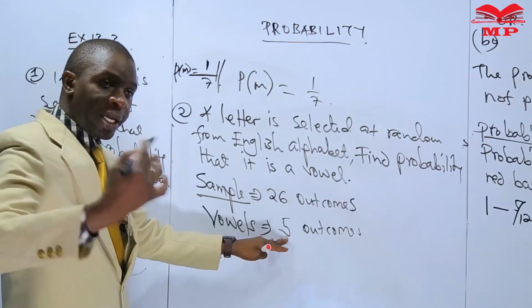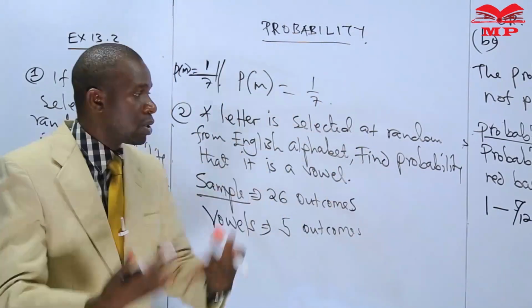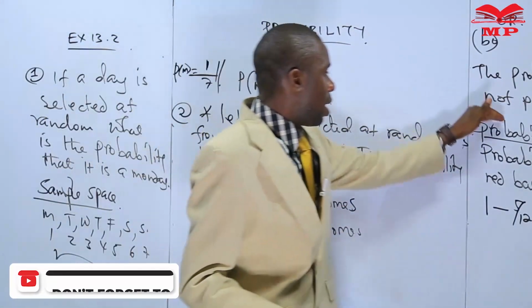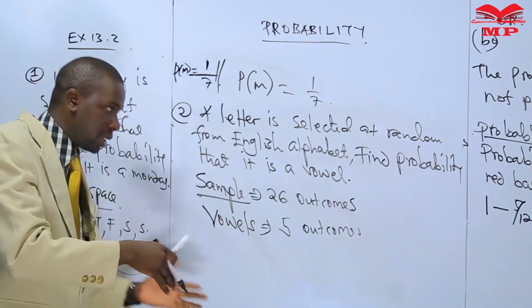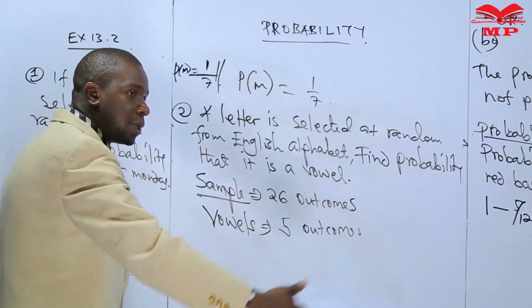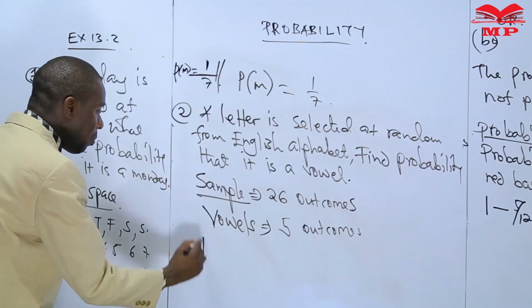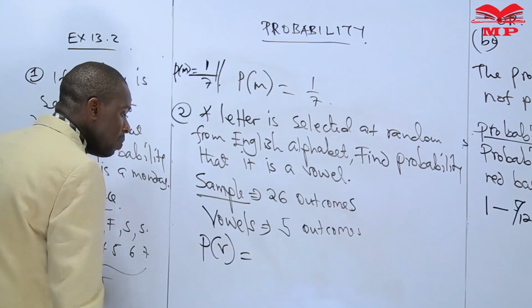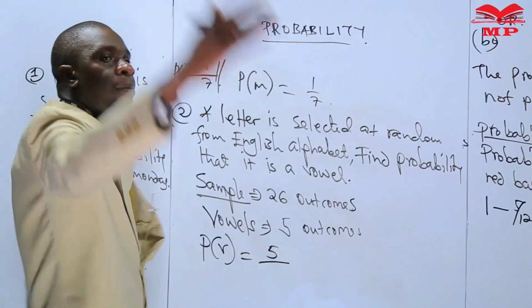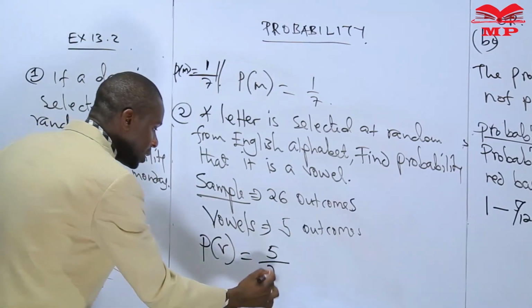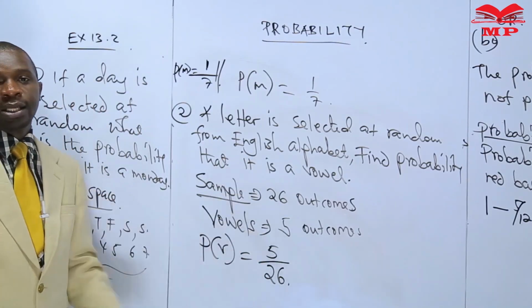So our favorable outcomes are the outcomes we want. In this case, it is the vowels. Those are the outcomes we want when we look at the probability, favorable outcomes over total outcomes. So the number of favorable outcomes is 5 because we need the vowels. Therefore, the probability of having a vowel would be the number of vowels, which is 5, over the total number of letters in the alphabet, which is the sample space, in this case 26. So this becomes our answer for number 2.